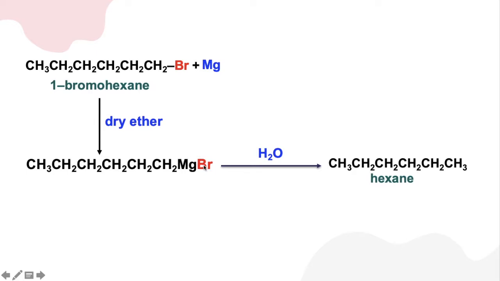CMgBr. In order to form alkane, the Grignard reagent must react with water. So you just remove the MgBr and replace it with hydrogen. So it has 1, 2, 3, 4, 5, 6 carbons. Same 6 carbons. It's just like replacing MgBr with H.